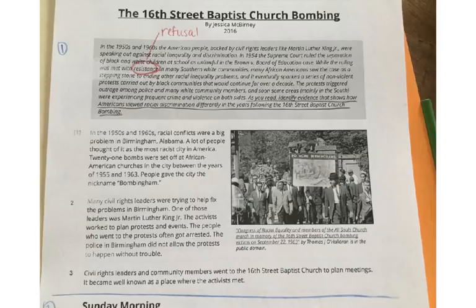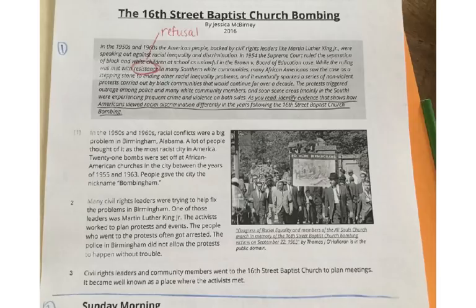In the 1950s and 1960s, racial conflicts were a big problem in Birmingham, Alabama. A lot of people thought of it as the most racist city in America. 21 bombs were set off at African American churches in the city between the years of 1955 and 1963. People gave the city the nickname Bombingham.